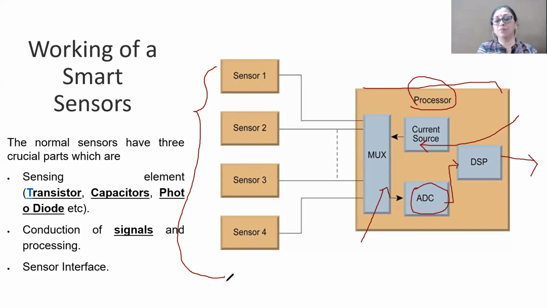So this multiplexer is used for this purpose. What the multiplexer does is take or accept the inputs from multiple sensors, and at a time it is going to connect one sensor to the output. Which sensor is to be connected to the output depends on the algorithm which is stored within the processor of this smart sensor.